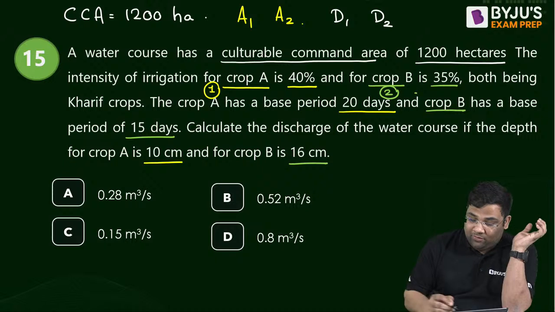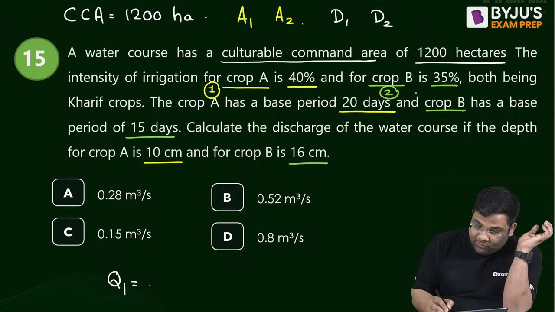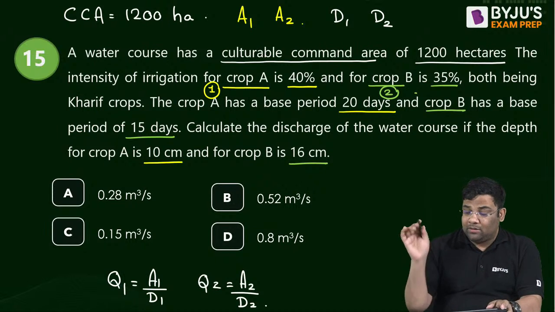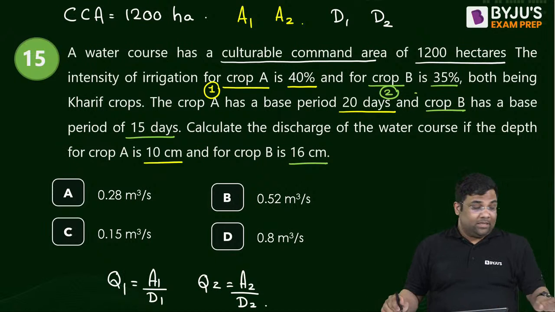And then from here you can find out what? Q1 and Q2. Q1 is A1 by D1, right? And Q2 will be A2 by D2. So you can add them and you can find. Now solve the question entirely and give me the answer. I am waiting for your answer.